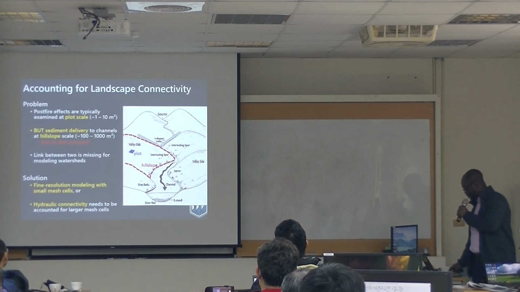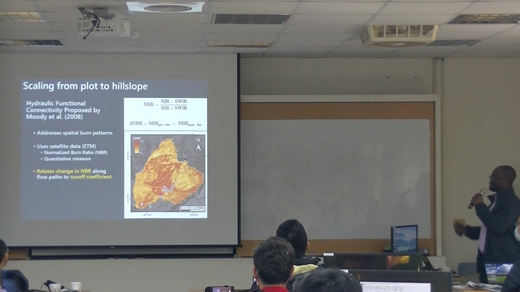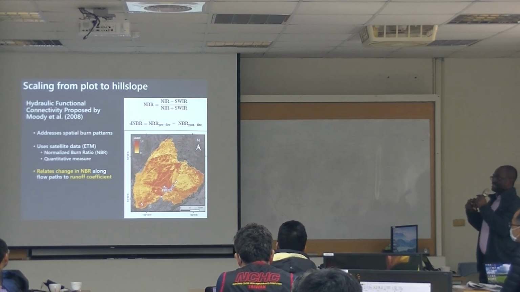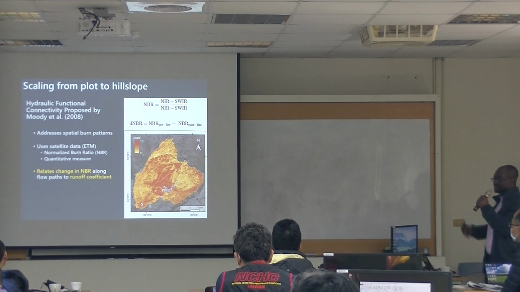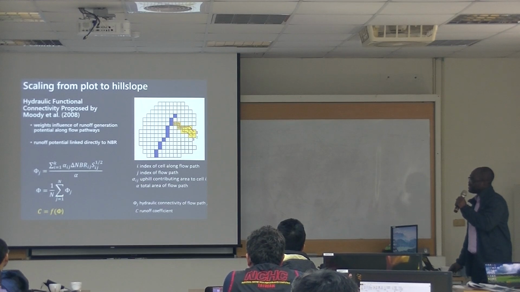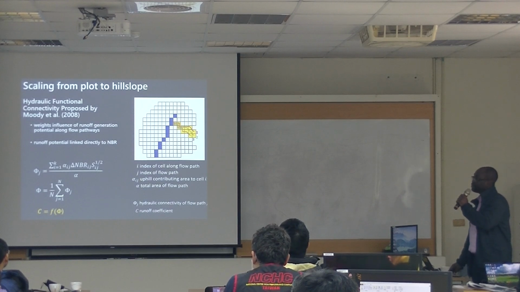There's been talk of using the hydraulic connectivity function, which uses remotely sensed data to look at the spatial patterns of different burn severities and then relate that to the runoff coefficient. So you're able to take pixel-scale data and relate it to runoff coefficients at larger scales. You don't have to worry about the actual equation, but it's a function that weights the runoff generation potential along flow pathways.